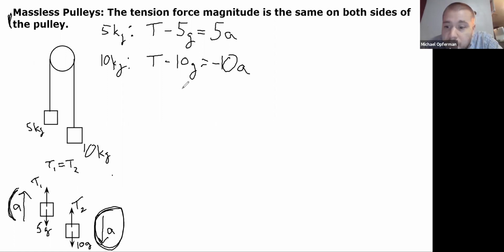Anyways, let's keep going. So there's my two F equals ma equations. You can see I have a system of two equations with two unknowns here. My unknowns are A and T. My goal is to solve for A. So let's solve one of these equations for T first so that we can substitute it out. So let's take this one here and we'll solve it as T equals 5g plus 5a.